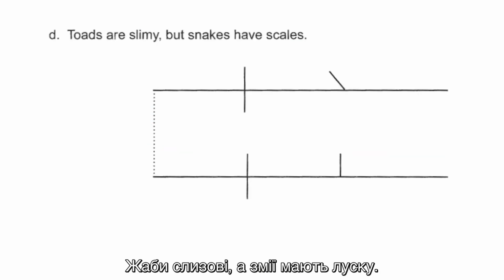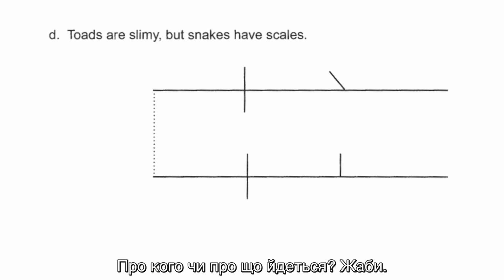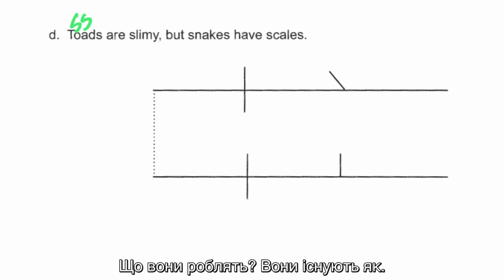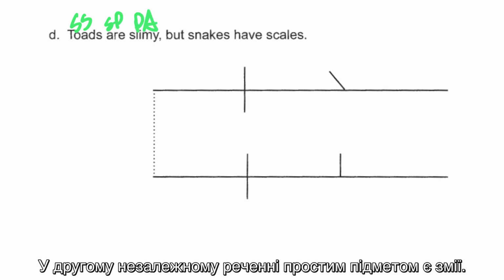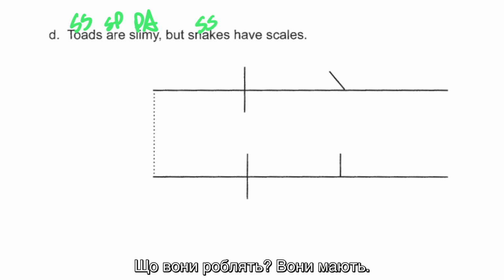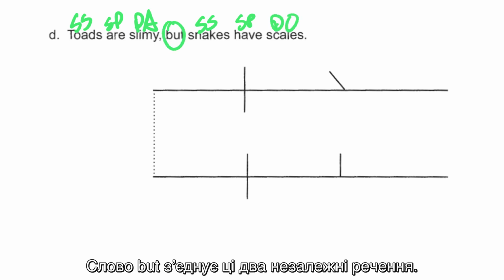Toads are slimy, but snakes have scales. Who or what is this about? Toads. What do they do? They exist as what? Slimy. In the second independent clause, we have snakes as our simple subject. What do they do? They have. They have what? Scales. Direct object. The word but connects these two independent clauses.